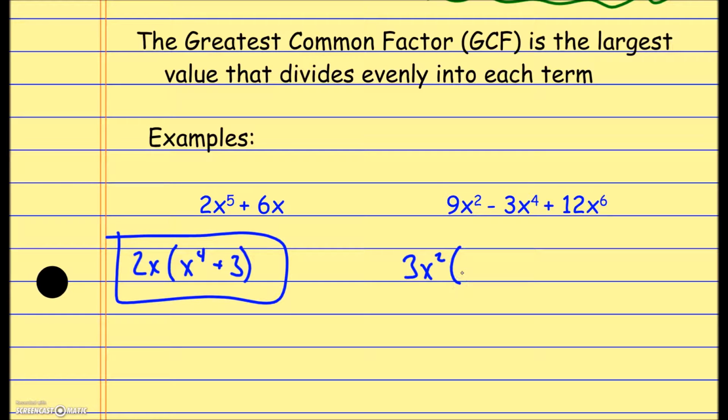So the 9x squared divided by the 3x squared is going to leave me with a 3. The negative 3x to the 4th divided by the 3x squared is going to leave me with a minus 1x to the 2nd. Again, the rule here is we divide the coefficients, we subtract the exponents. And now the 12x to the 6th divided by the 3x squared is going to leave me with a plus 4x to the 4th. Okay?